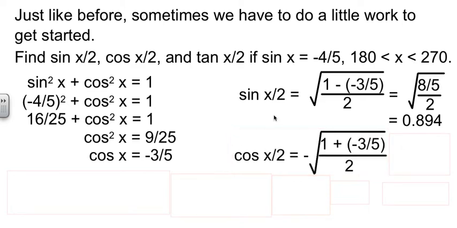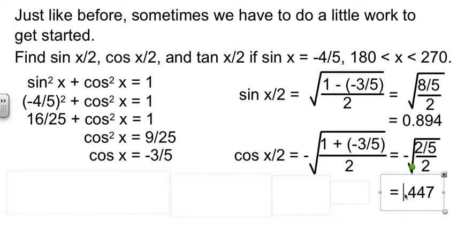Cosine x over 2 would be negative, so I just got the negative right away. Substitute in my value for cosine x. Do a little cleanup work and find out that it should be negative 0.447. There. All better.